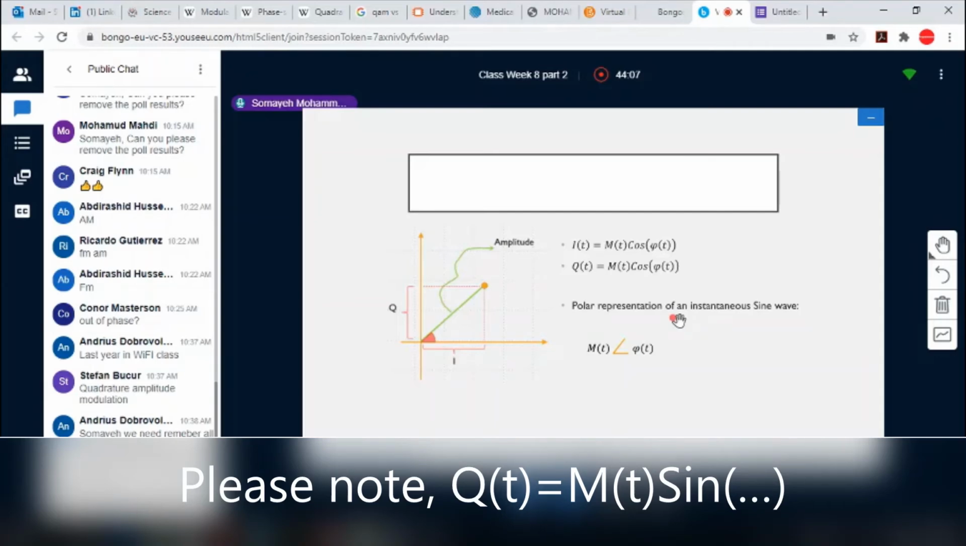Another way that I can represent the same sine wave is from the polar point of view. So I would say the polar representation of the instantaneous sine wave is m(t) with angle of phi(t). This is very important because we are going to change that phase and see how that makes a modulation work.